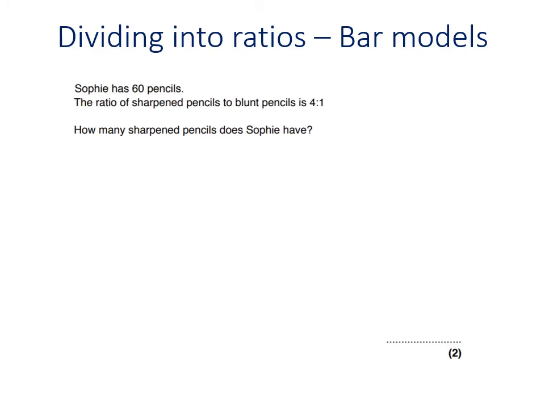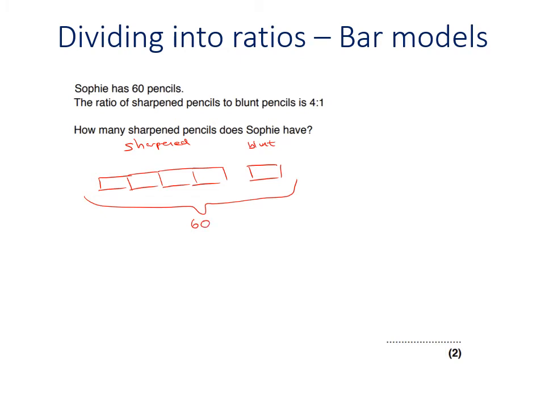So Sophie has 60 pencils, the ratio of sharpened to blunt is 4 to 1. So we've got 4 boxes in my bar diagram for the sharpened. I'll put just 1 box for the blunt, and then we know that there's 60 in total. So I can see here I've got 1, 2, 3, 4, 5 boxes, so I need 60 divided by 5 to work out how many pencils are in each box. That's 12. So each of these boxes now has 12 pencils in.